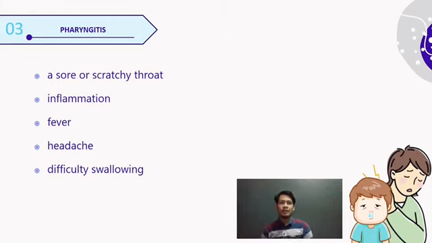So next we have pharyngitis. Symptoms and signs for pharyngitis are a sore or scratchy nose, a sore or scratchy throat, inflammation, fever, headache, and difficulty in swallowing.